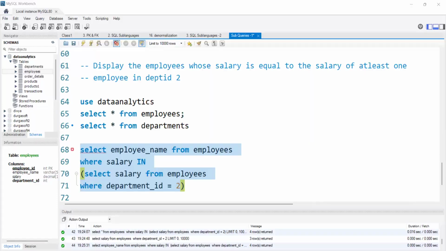Let's solve one more question. Let's see one more example.